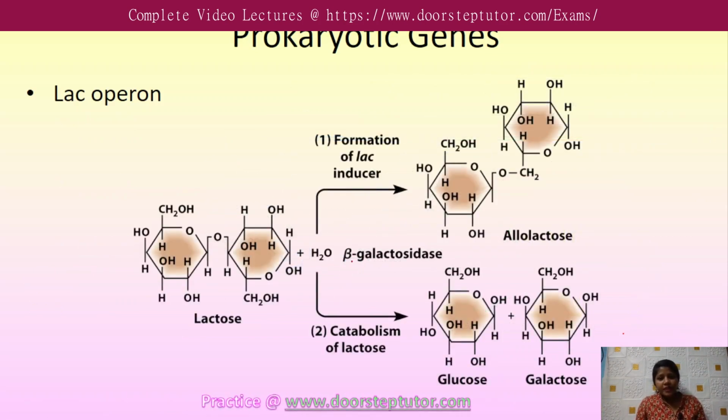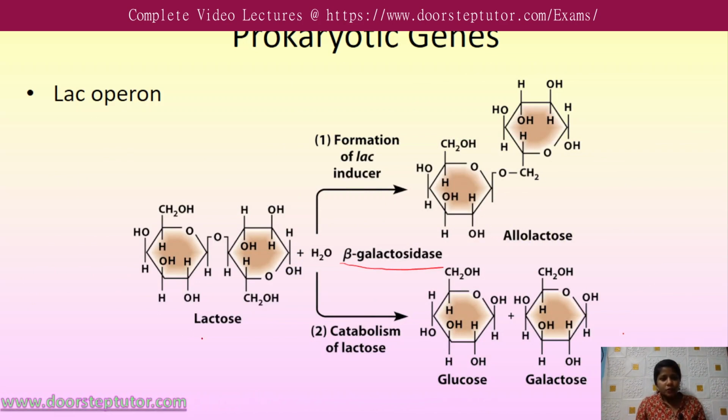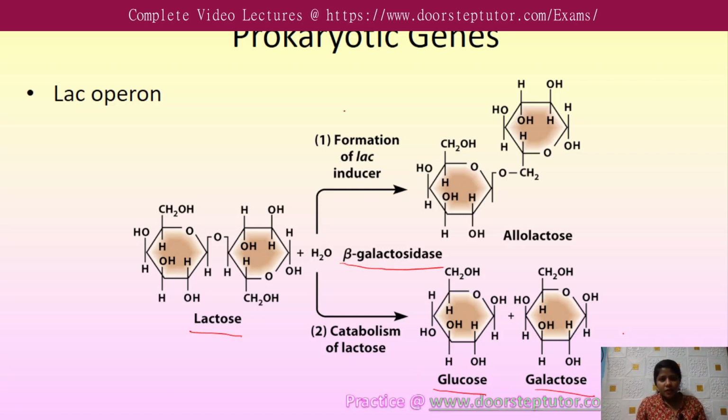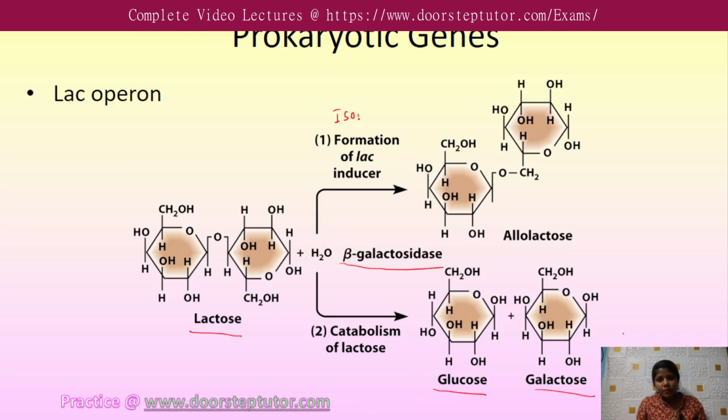So we will see beta galactosidase role in detail. The lactose is catabolized, that means it is broken down into its monomers, that is glucose and galactose. Whereas another work done by the beta galactosidase is isomerization of lactose to its analog, that is allolactose.